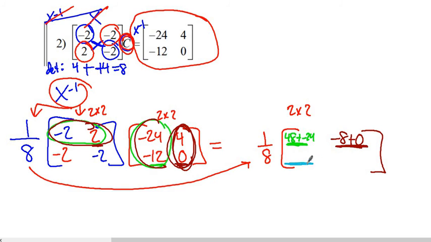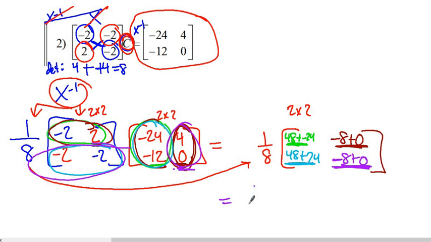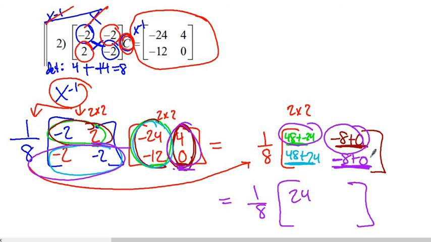Okay, then at the bottom we have second row, first column. So here's the second row, here's the first column. Negative 2 times negative 24 is 48. Negative 2 times negative 12 is positive 24. And then here's our second row, second column. So second row, second column, negative 2 times 4 is negative 8. And negative 2 times that 0 is 0. So let's just clean this up a little bit. So we have 1/8 times 4, and then this number right here is 24. This number and this number are both negative 8. And the last number right here is 72.